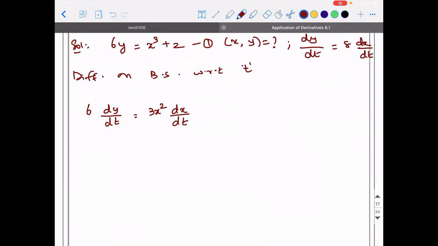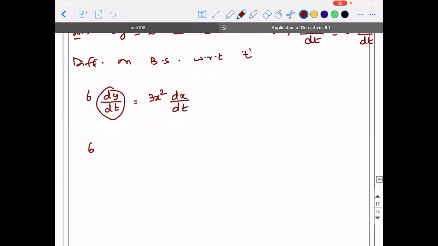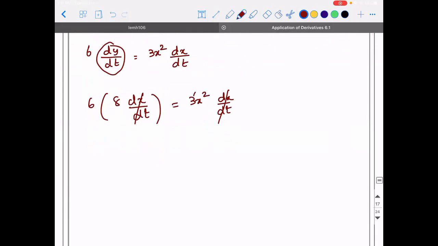Correct? So 6 into dy by dt is equal to 3x square into dx by dt. But what is dy by dt? 8 times dx by dt is equal to 3x square into dx by dt. So dx by dt is a non-zero value, you can cancel it off. 3 and 6 will get cancelled 2 times. So it is going to be 16, plus or minus the square root. So they are points, don't forget that. It can be plus or minus 4.